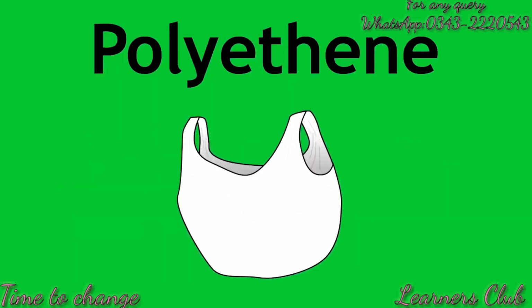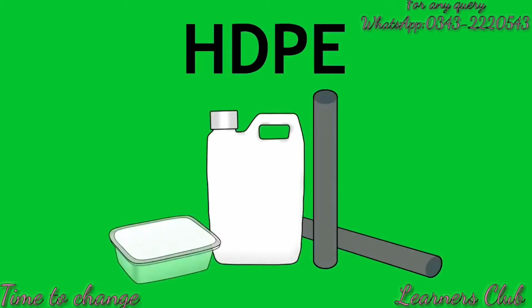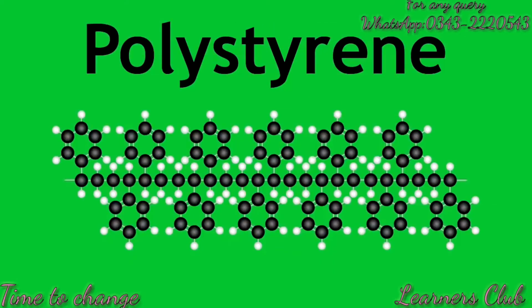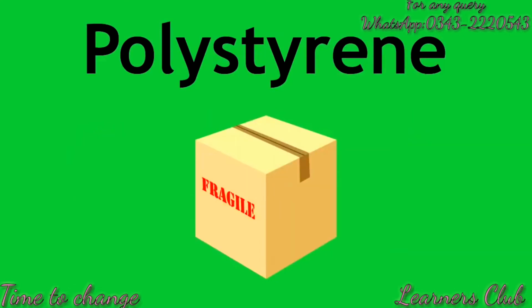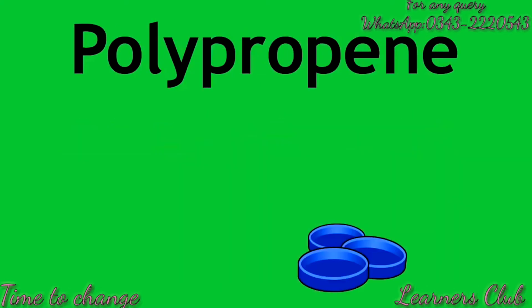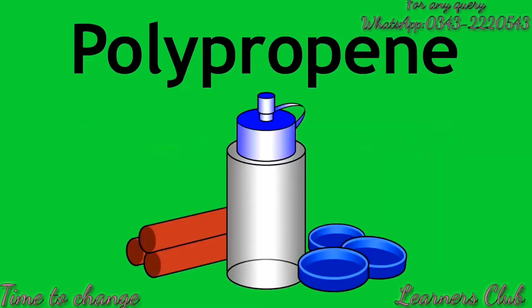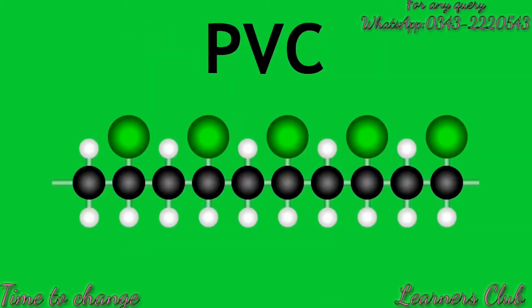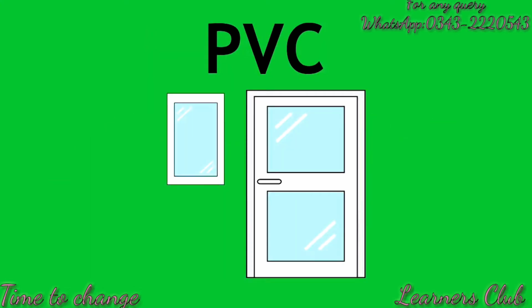Polyethylene, used for carrier bags and sheet plastics. High-density polyethylene, used for drain pipes, water bottles and containers. Polystyrene, used in packaging. Polypropylene, used for bottle caps, plastic bottles and plastic pipes. Polychloroethylene, often known as PVC, is used for windows and door frames, plastic hinges and bottles.